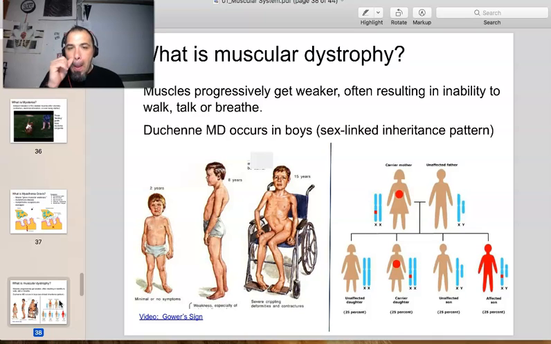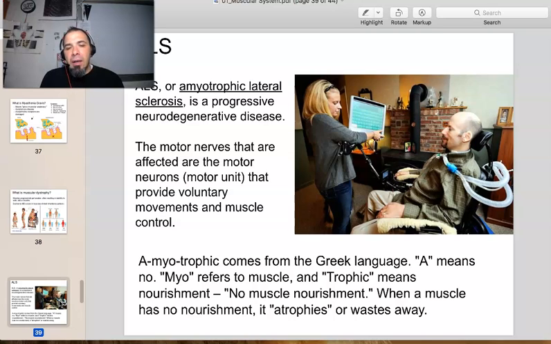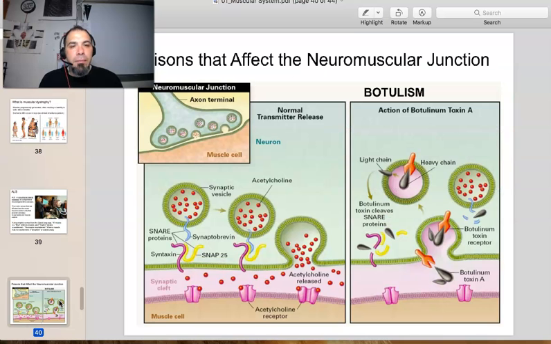Muscular dystrophy, your muscles get progressively weaker. There's a type that occurs that's sex-linked recessive, or sex-linked in males. So ALS, this is amyotrophic lateral sclerosis. It's a progressive neurodegenerative disease. Essentially what happens is the motor neurons that provide voluntary muscle movement are affected. Amyotrophic comes from the Greek language: A means no, myo means muscle, trophic means nourishment. And so basically the muscle atrophies or wastes away.